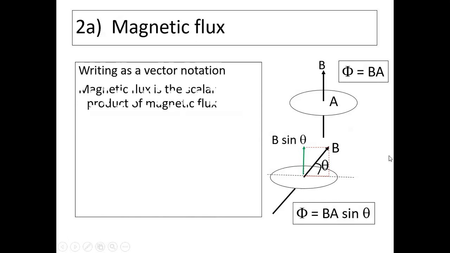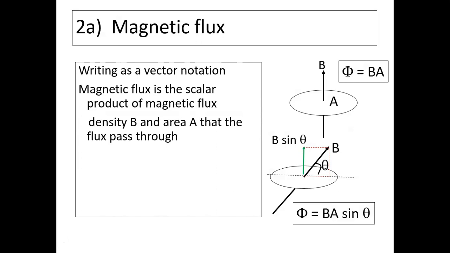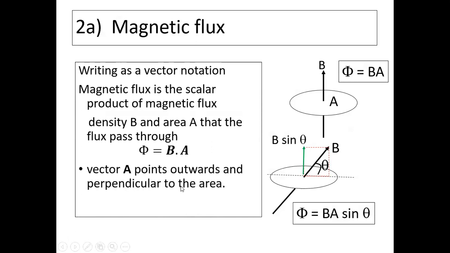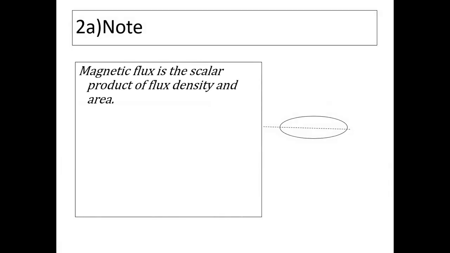Writing it as a vector equation, magnetic flux is the scalar product of magnetic flux density and the area that the flux passes through. So there is a dot here. A points outwards: vector A we usually consider as pointing outwards, normal to the surface and perpendicular to the area. So it's a scalar product of B and A.